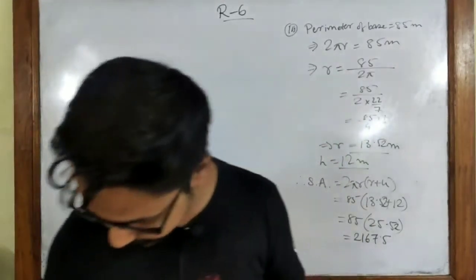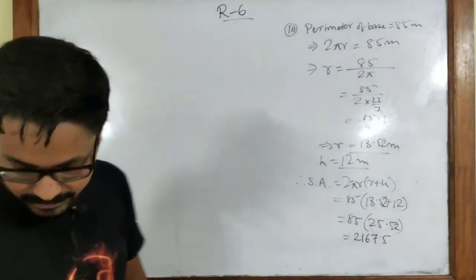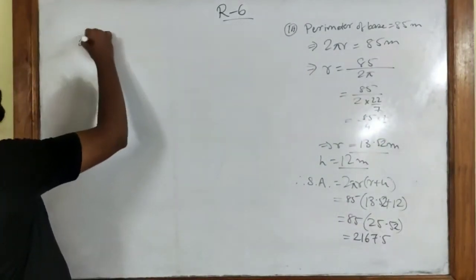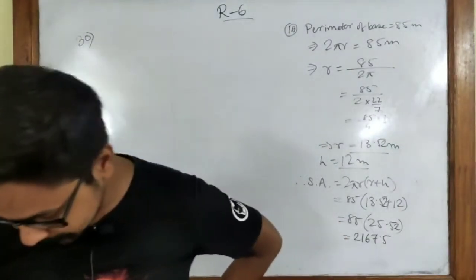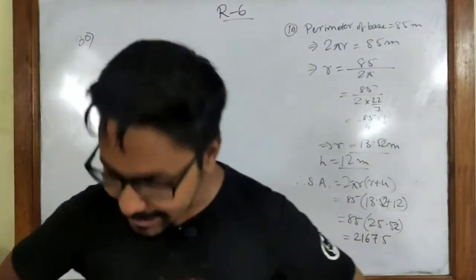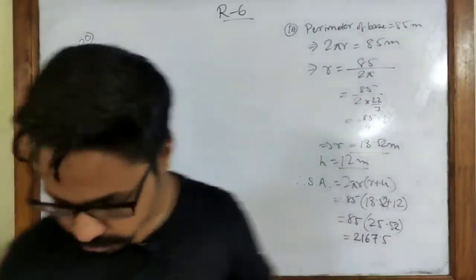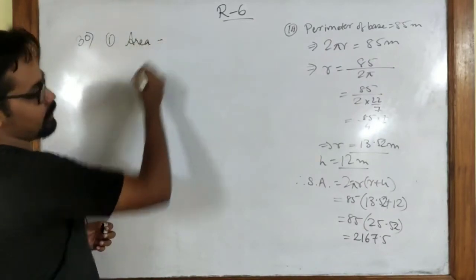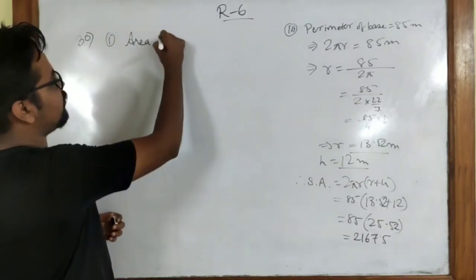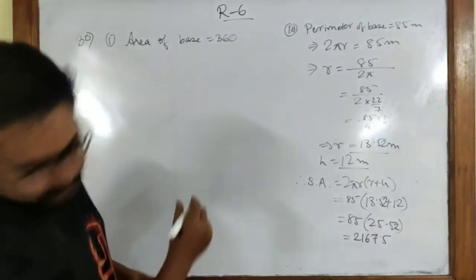Chalo, so we have 28 done. Last we have 30. Question number 30 is again very easy. So let's go to question number 30. Find the height of the cylinder. So you have to find the height where the area is given and the volume is given. So number 1, area of the base is given as 360 meter square.